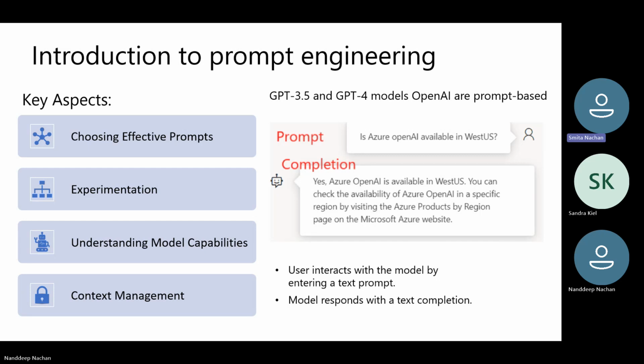So GPT-3, GPT-3.5, GPT-4 models from OpenAI are prompt based. So with prompt based models, the user interacts with the model by entering a text prompt to which the model responds with a text completion. So this completion is the model's continuation of the input text. So while these models are extremely powerful, their behavior is also sensitive to the prompt. So this makes prompt construction an important skill to develop.